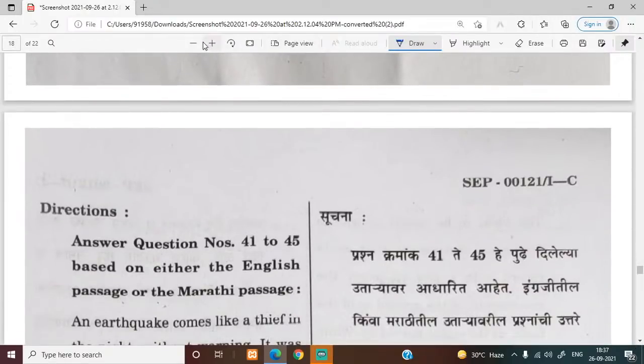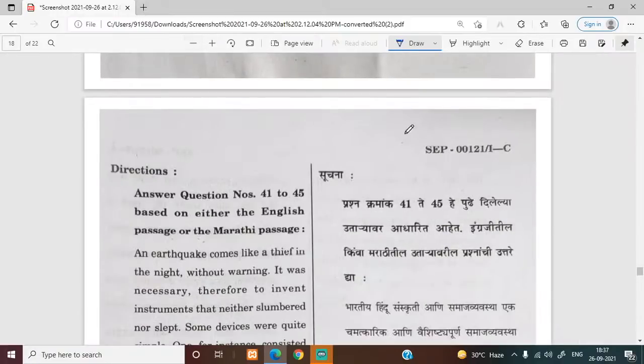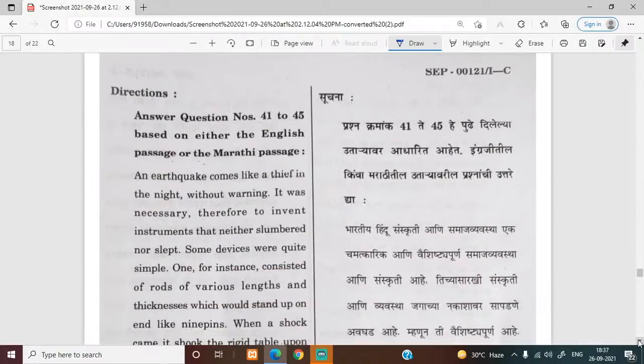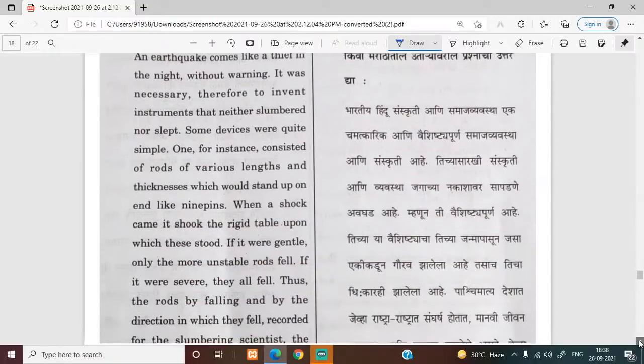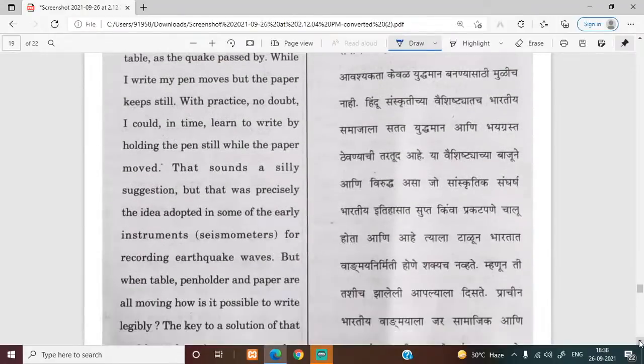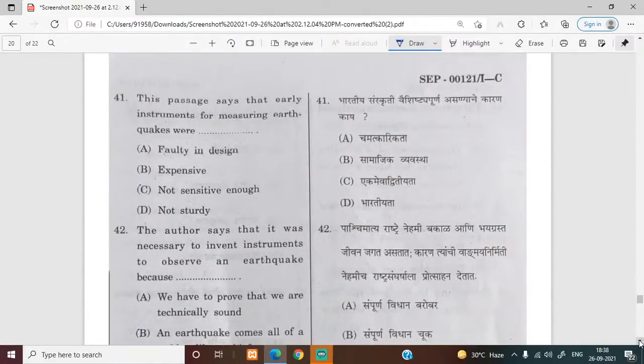Now here students, this is a reading comprehension. An earthquake comes like a thief in the night without warning. It was necessary, therefore, to invent instruments that neither slumbered nor slept. Okay. So this is a long one. I'm going to tell you the answers directly.